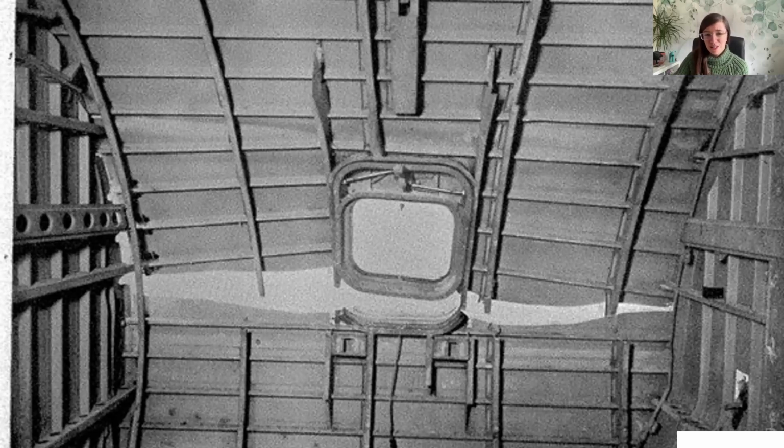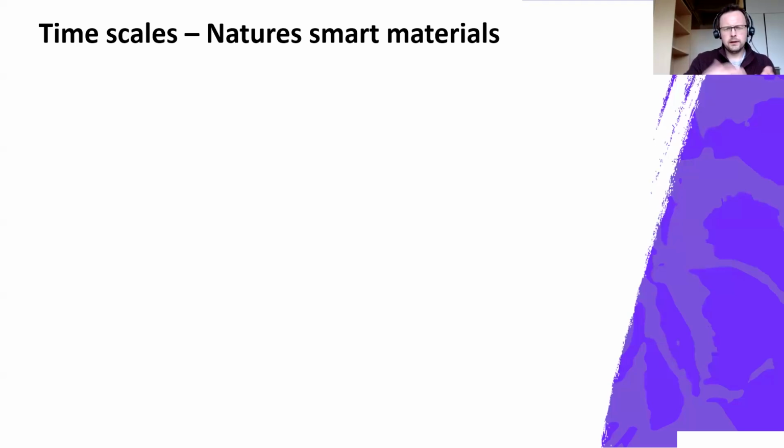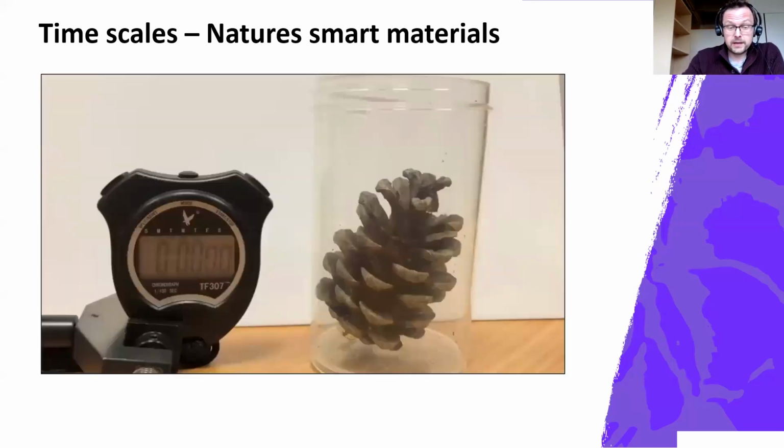But Chris, how has nature evolved over time? Well, nature has got a huge array of materials. I mean, it's been around since the dawn of time and provides loads of inspiration for materials. And one of them are these so-called smart materials, or materials that do something pretty cool. And one example is a pine cone.